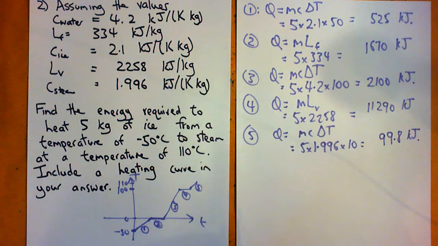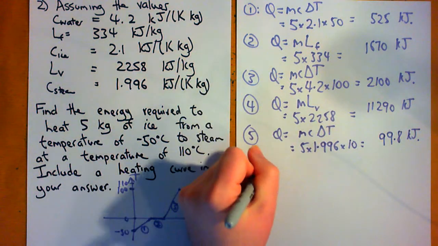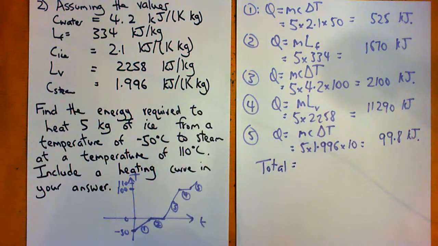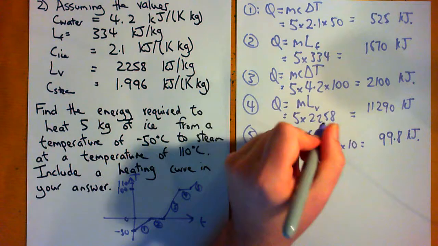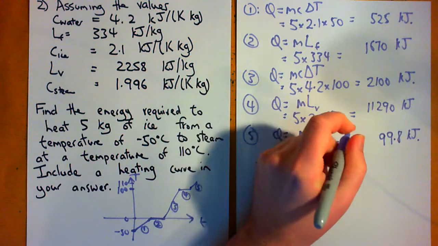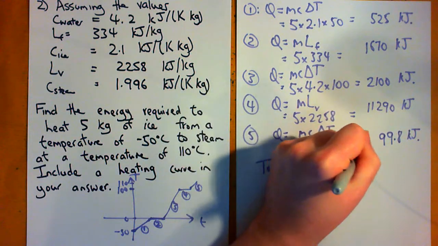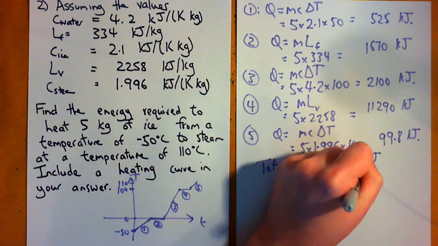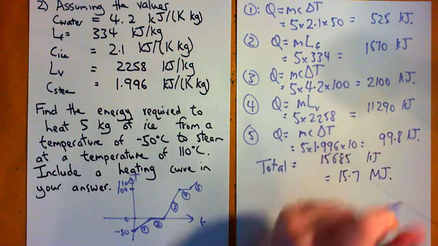The last thing we need to do is work out the total energy, which we can get by adding up 525 plus 1,670 plus 2,100 plus 11,290 plus 99.8. If we do that, we get 15,685 kilojoules, which is 15.7 megajoules.